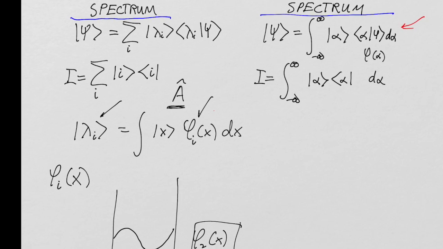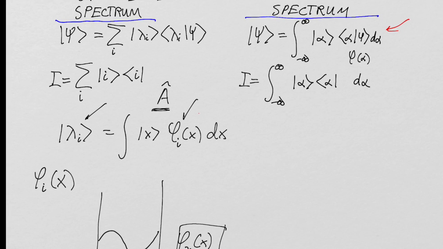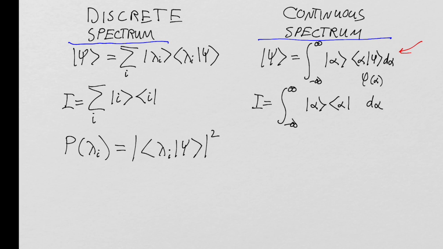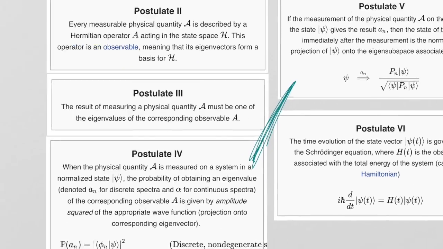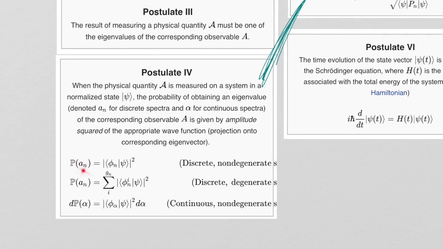So now, what else can we do with this formalism? The next thing we can obviously talk about is the probability of taking a measurement of the observable A and coming back with lambda I. That probability is, axiomatically, given by this expression. That comes from this postulate right here: the probability of measuring an eigenvalue a_n from a discrete spectrum is given by this. That's a postulate. I don't have to prove why that's the case. That just is the case.